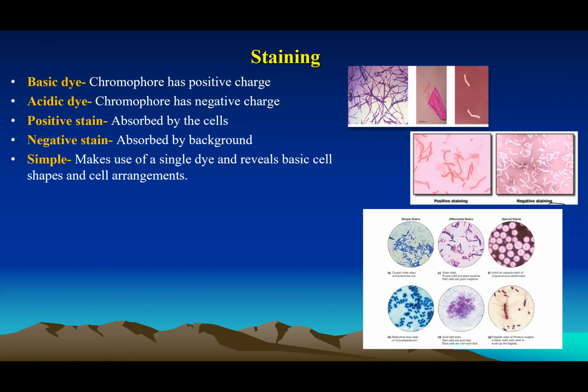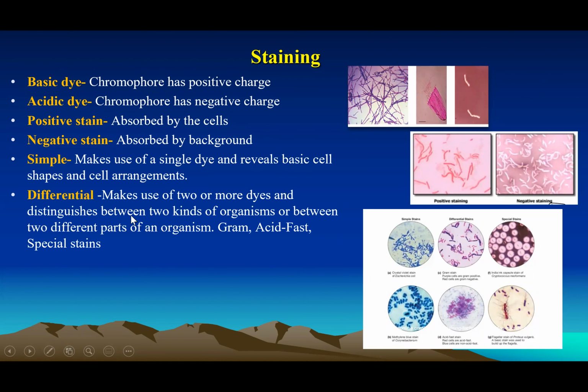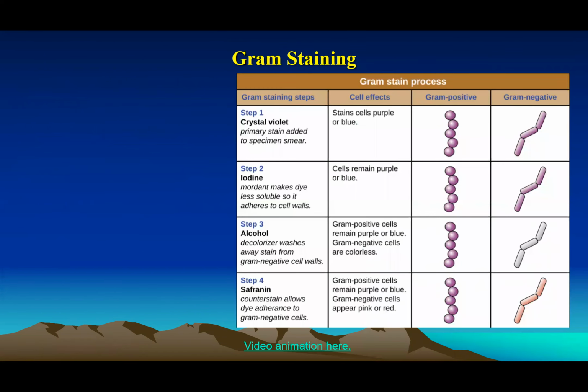When you say simple stain, we are using only one dye that will reveal the basic structure, shape and arrangement of the microbe. In differential, we'll use two or more dyes that will distinguish between the organisms, like gram stain and acid-fast stains. So here is the protocol of how a differential stain works.